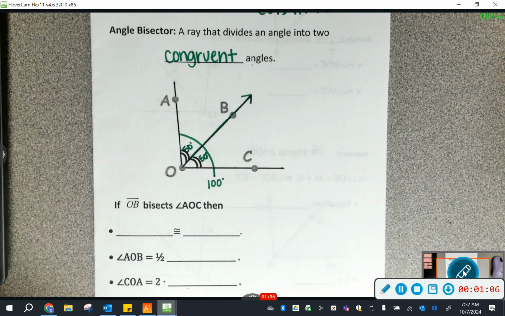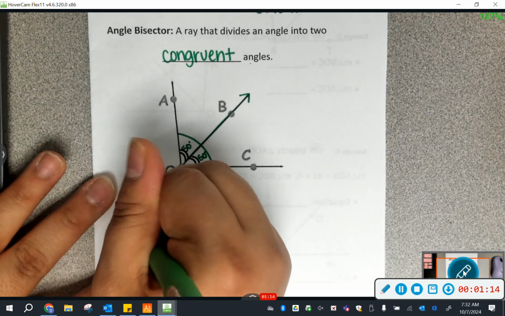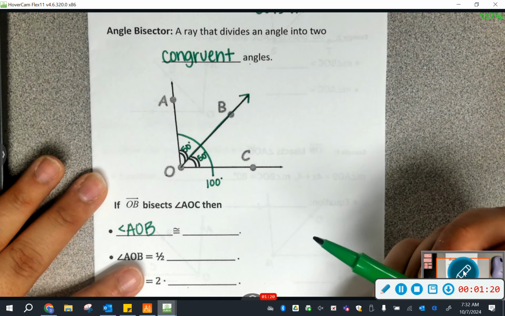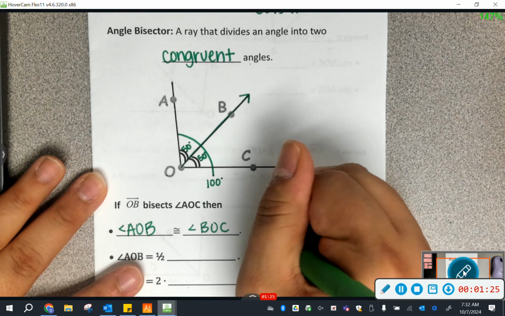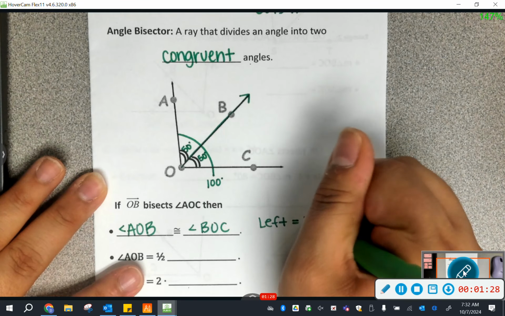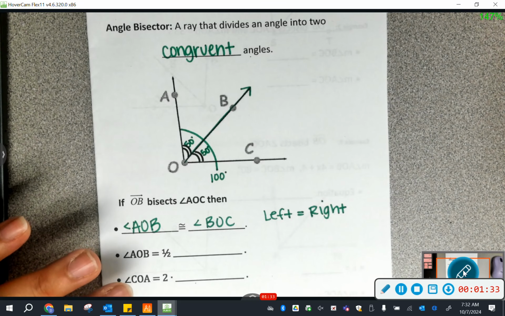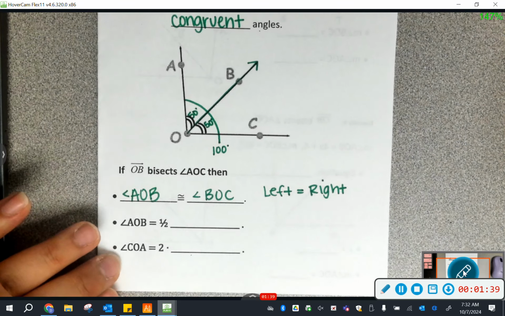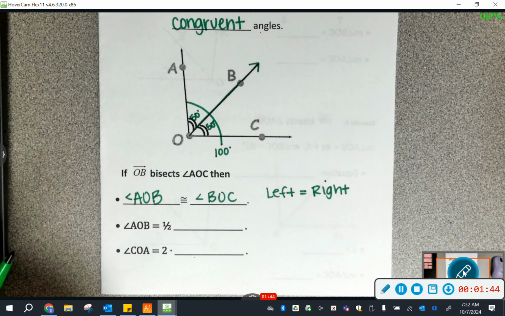This right here says if OB bisects angle AOC, what is congruent? Angle AOB is congruent to what? Angle BOC. This is again left equals right. For angle bisector, the left equals the right. So last week on Friday, we talked about left plus right equals whole. If it's a bisector, left equals right.